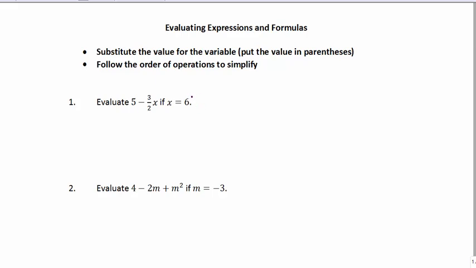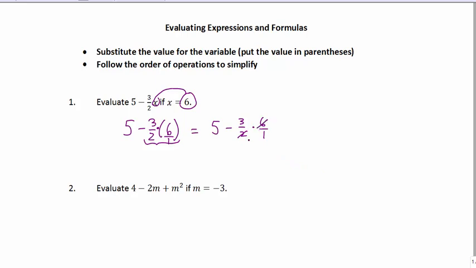So what I'm going to do is take this value of 6 right here and put it in right where this variable is. So I'm going to have 5 minus 3 halves times 6. And once you substitute the value in, the only thing you have to be careful about is following order of operations. In this case, I've got subtraction and multiplication, so I want to make sure that I do my multiplication first. And remember, when you're multiplying a fraction times a whole number, you can think of that whole number as being over 1. So this is the same as 5 minus 3 over 2 times 6 over 1.